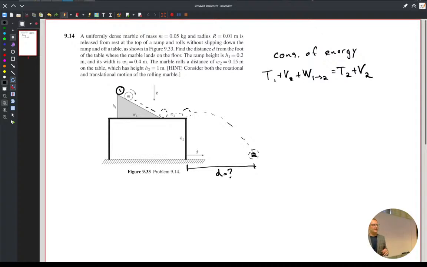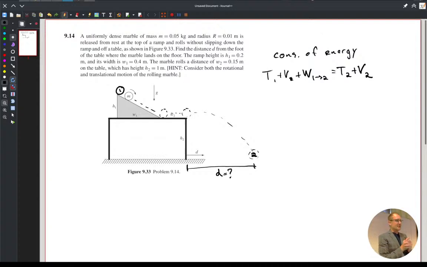You think? And maybe, I'm summarizing some of the stuff, but some people were thinking, all right, maybe I could use T1 to T1 prime, like the end of the table, but then also another conservation of energy coming off the table.